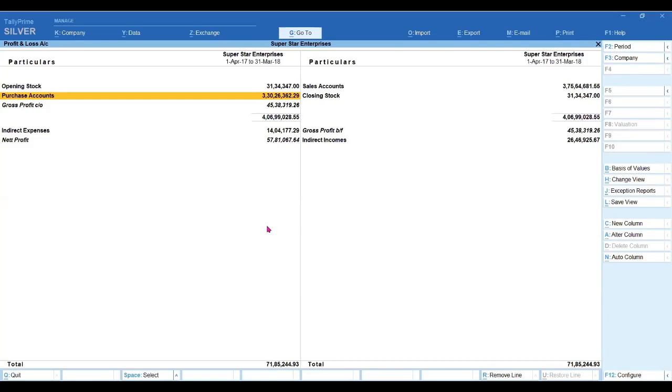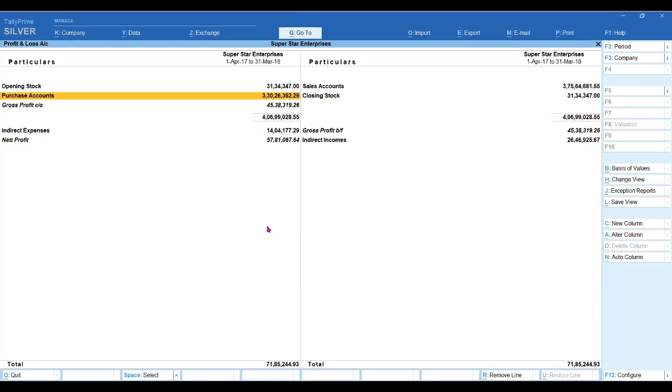20 rupees, right? Now, is there any closing stock? First, you need to check, then you derive the profit. Assume that I have a closing stock of 10 rupees. Then what will be my profit? My profit will become 30 rupees, right?